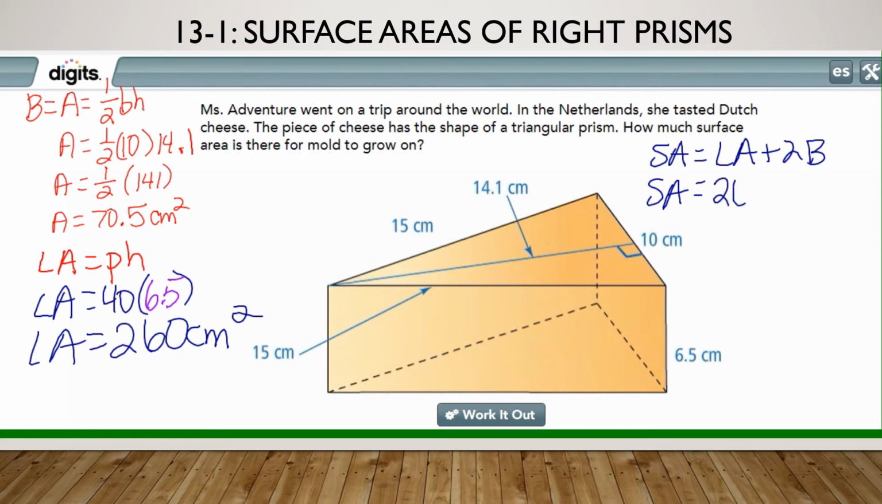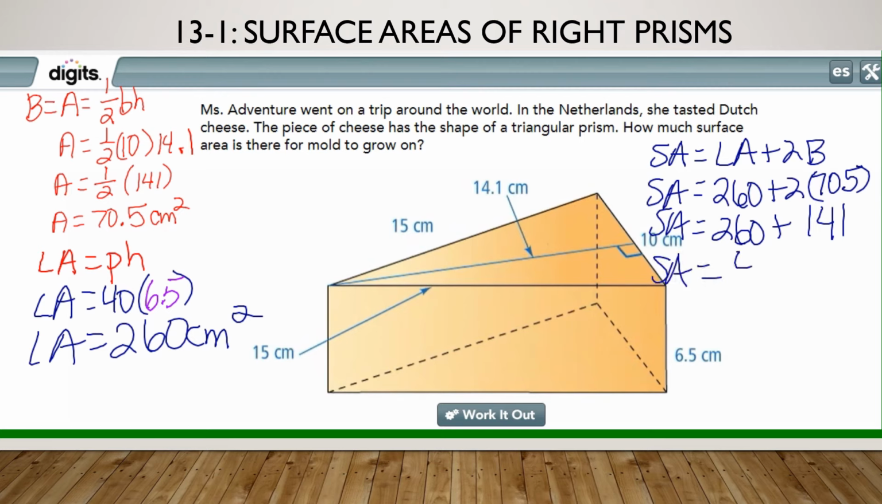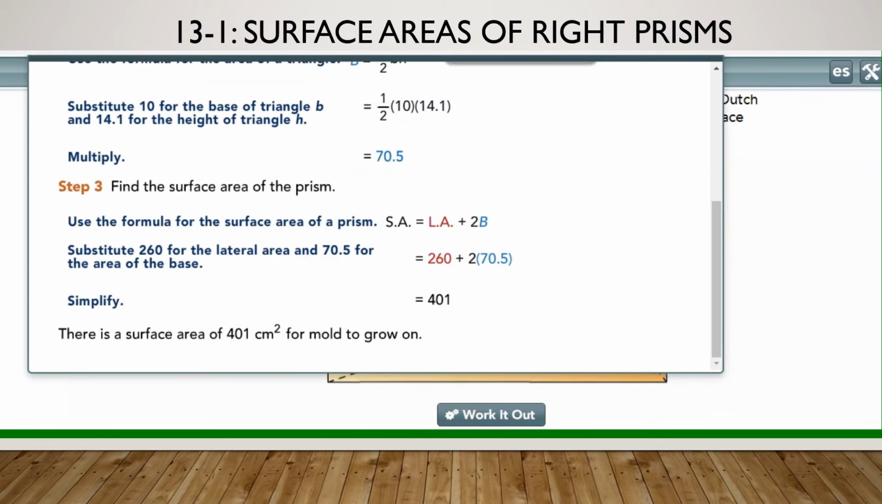The lateral area is 260, and the area of the base will be 70 5/10. Now I'm going to multiply 2 times 70 5/10, which is 141. Then I'm going to add 260 to that, which is 401. And don't forget your units, centimeters squared. So our answer is here. There's a surface area of 401 centimeters squared for mold to grow on.